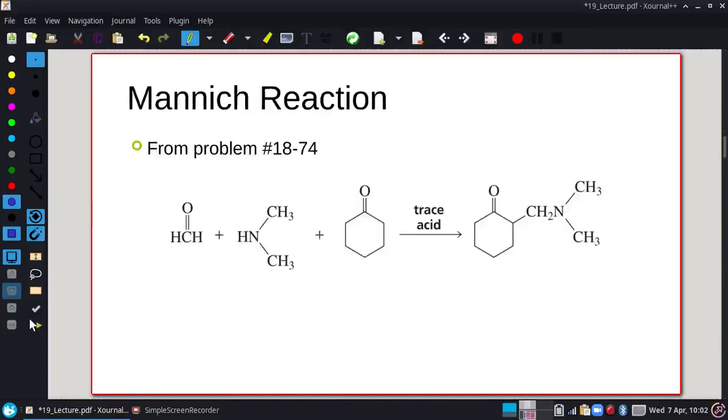And also, technically from a previous chapter, but in the problems, was this Mannich reaction, which actually combined a formaldehyde with an amine to help make an alpha substitution onto a ketone.